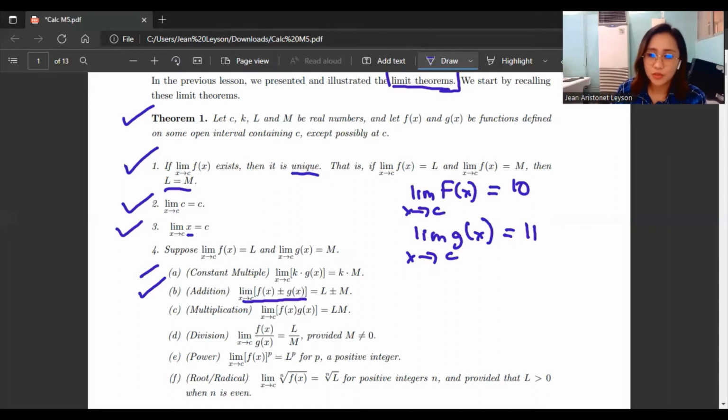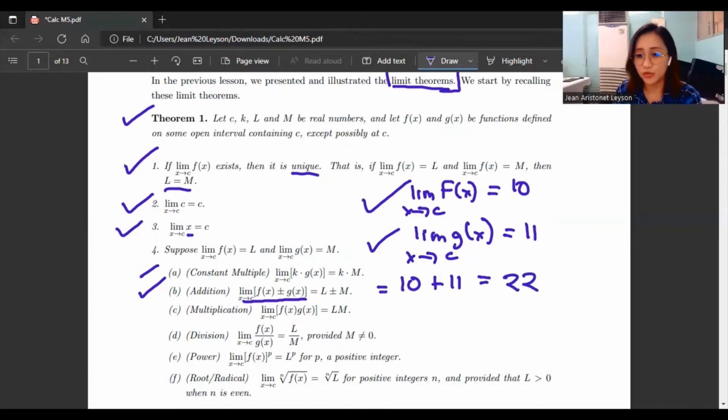So all we have to do is to simply add. Given these two, the limit of f of x as x approaches c is 10, then the limit of g of x as x approaches c is 11. So simply add both limits. That will give us 22. So it's that easy. Okay.